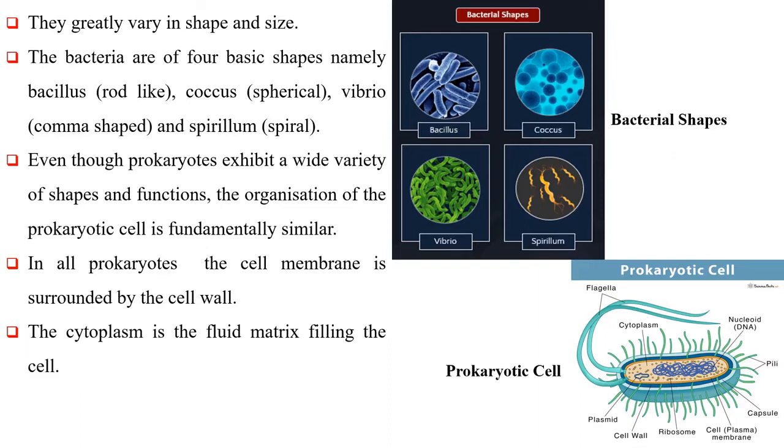Even though prokaryotes exhibit a wide variety of shapes and functions, the organization of the prokaryotic cell is fundamentally similar. In all prokaryotes, the cell membrane is surrounded by the cell wall. The cytoplasm is a fluid matrix filling the cell.